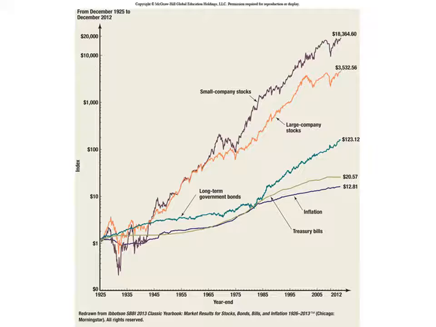Why was the return on large company stocks so much greater? Because they are riskier. Risk and reward must go together. And finally, we have small company stocks. If you'd invested $1 in small company stocks back in the day, now you would have $18,364.60. Why are small companies riskier than large companies?